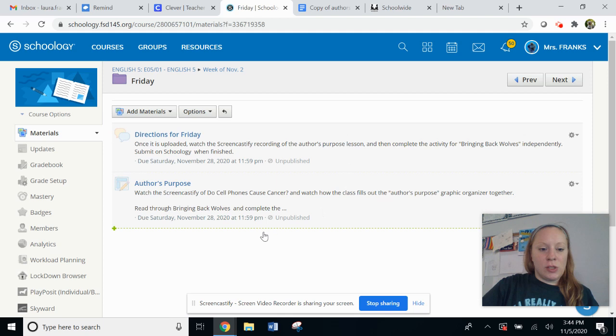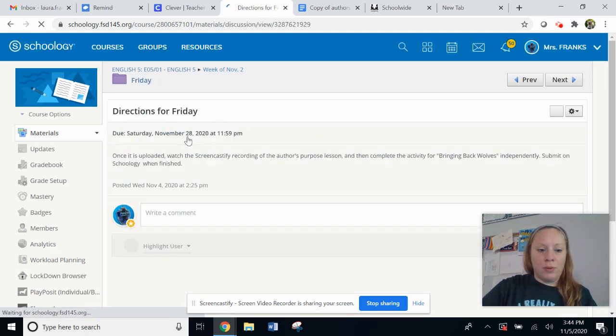First off, you should be going to Schoology and reading the directions for Friday right here for remote learners. It says, once it's uploaded, watch the Screencastify recording of the author's purpose lesson and then complete the activity for bringing back wolves independently. Submit on Schoology when finished.